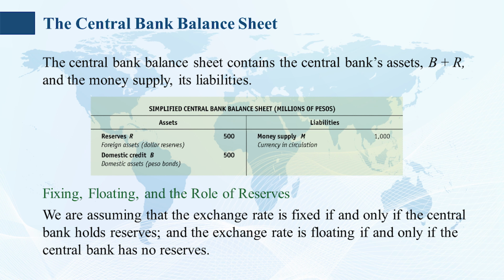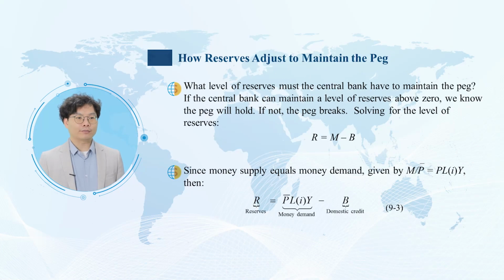The central bank balance sheet is similar to that of a corporation. The left column contains all assets. In this case, there are foreign reserves and domestic credit. The right column contains liabilities. It's the money supply for the central bank. Especially, we assume the exchange rate is fixed if and only if the central bank holds reserves. In the same way, the exchange rate is floating if and only if the central bank has no reserves.